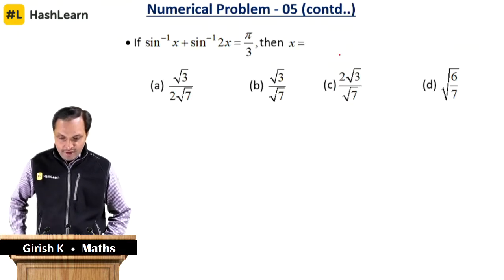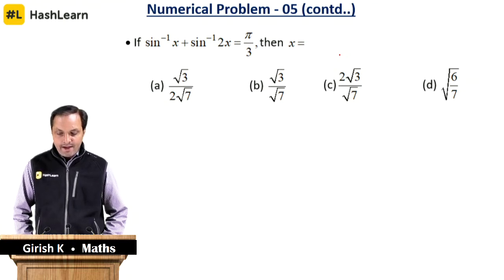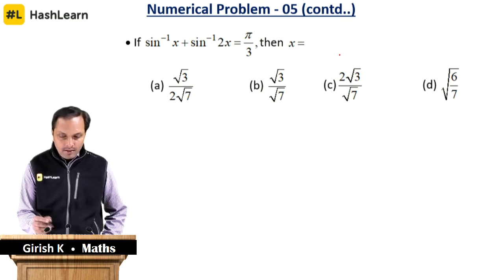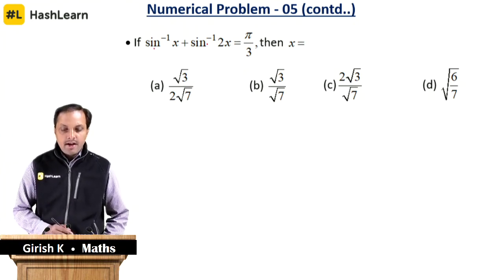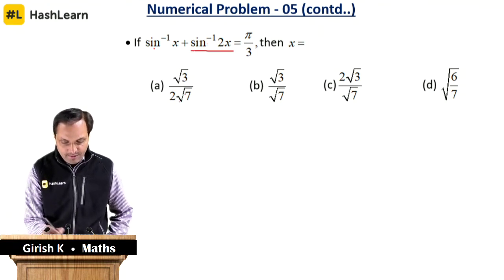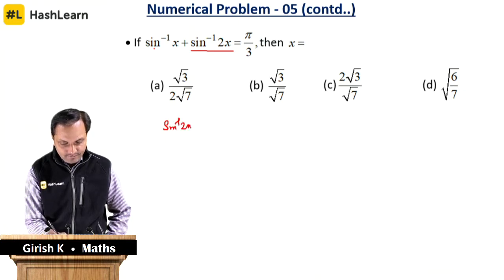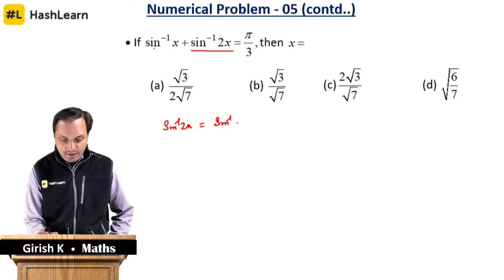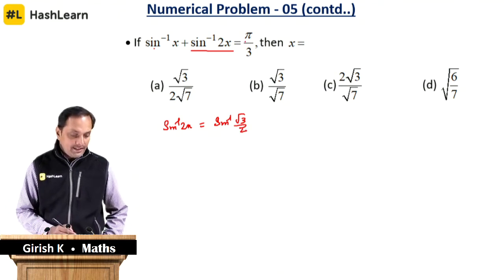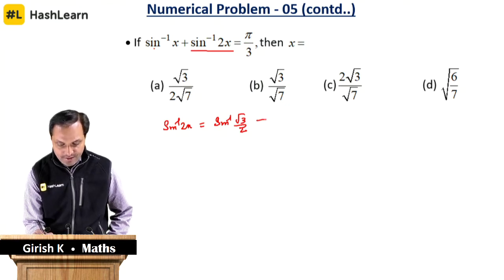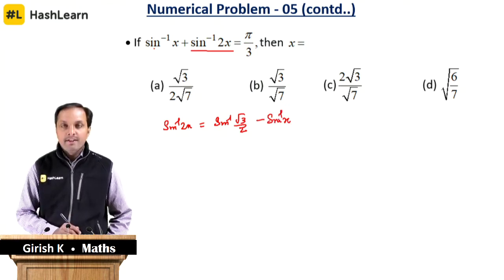Okay, no problem. Let's see how you can get the value of x. See here, this is sin inverse of x and sin inverse of 2x is equal to pi by 3. So what we shall do is keep sin inverse of 2x on one side, and pi by 3 I will write as sin inverse of root 3 by 2, because you know that sin inverse root 3 by 2 gives pi by 3, that is 60 degrees. If you shift this, it becomes sin inverse of x.